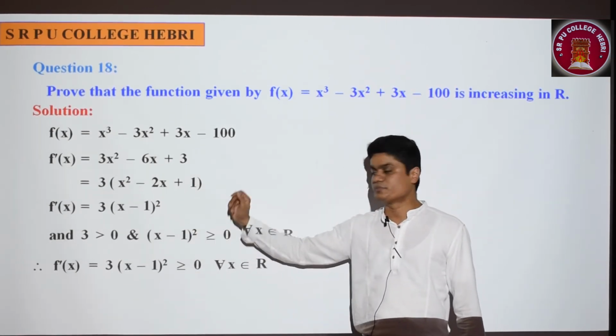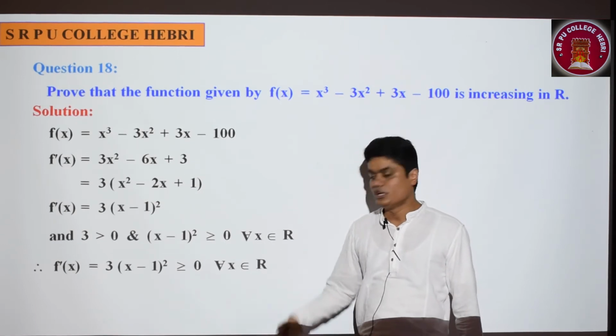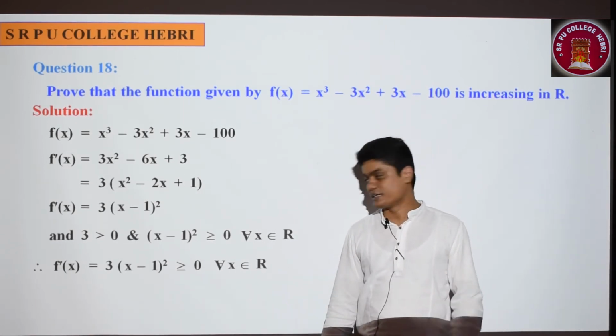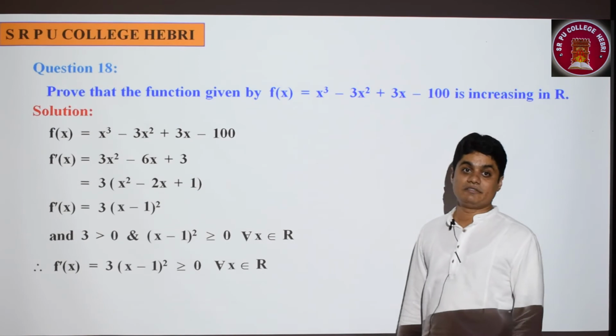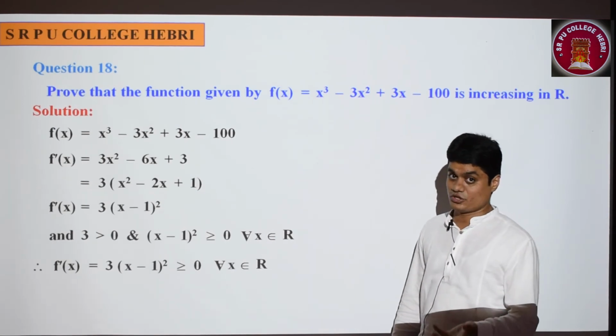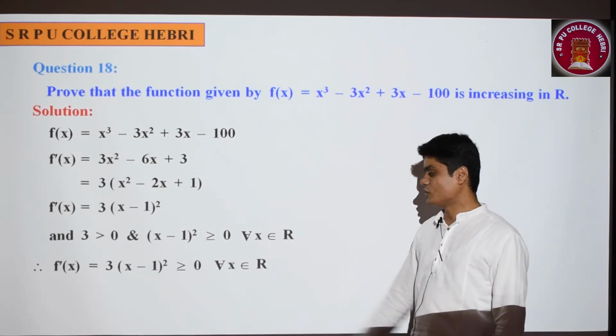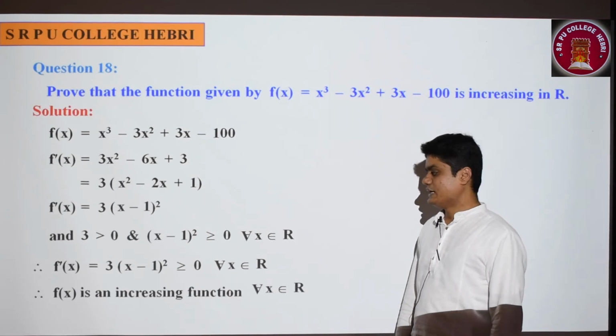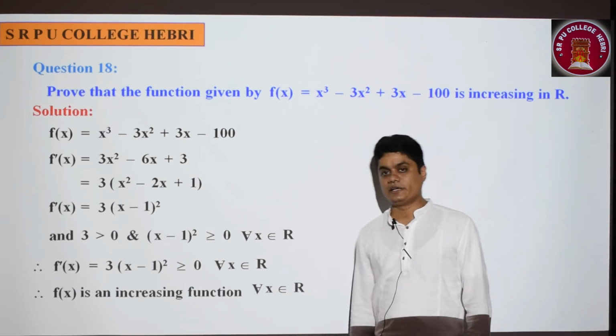3 is greater than 0, x minus 1 whole square is also greater than or equal to 0. So the product of two positive numbers is always greater than 0. So f dash of x is always greater than or equal to 0. It can be 0 also, so greater than or equal to 0 for all x belongs to R. So we proved f of x is an increasing function for all x belongs to R.